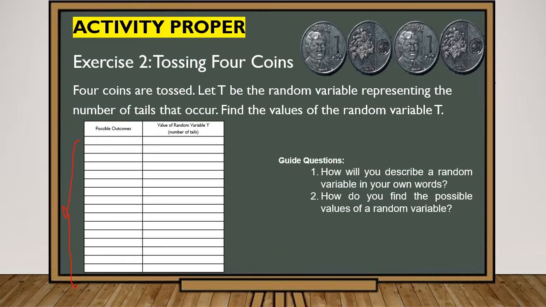So what are you going to do? List. You have to identify your sample space. What are the possible outcomes? In identifying the sample space, just do it systematically for you to not miss any possible outcome. So para wala ka may malimtan or may miss nga outcome. So you can do it systematically. Okay? So just copy the table and follow the steps in finding the possible values.